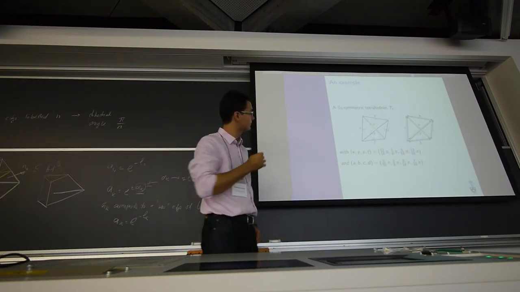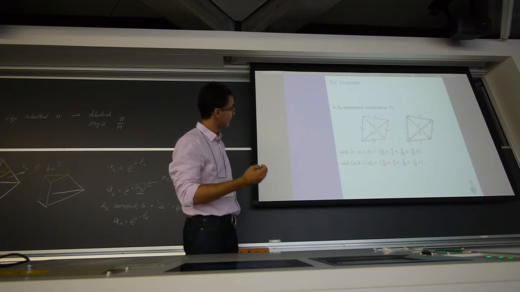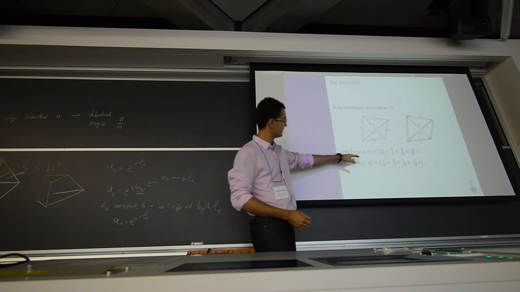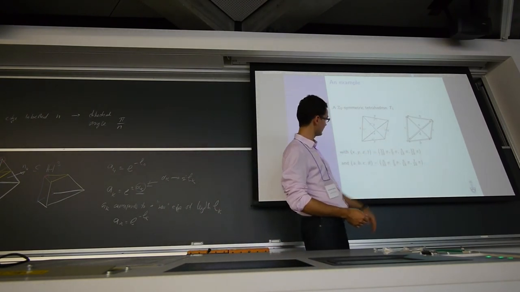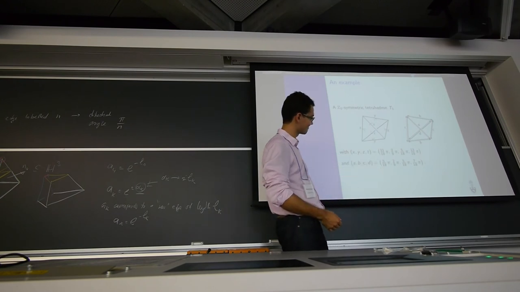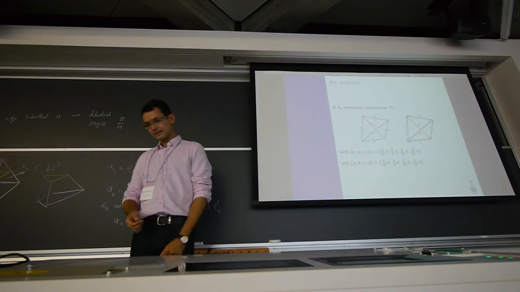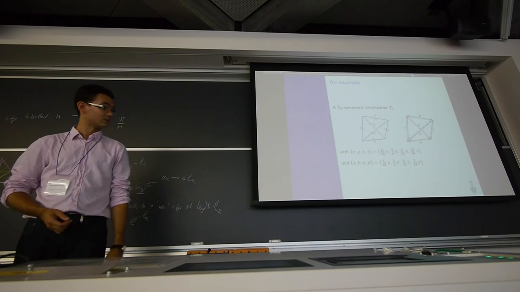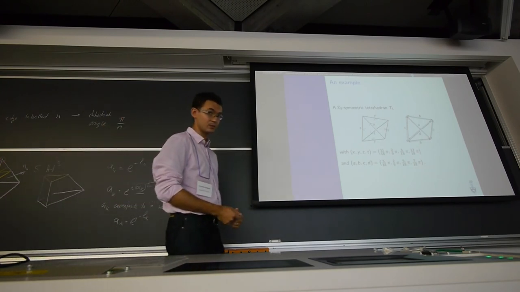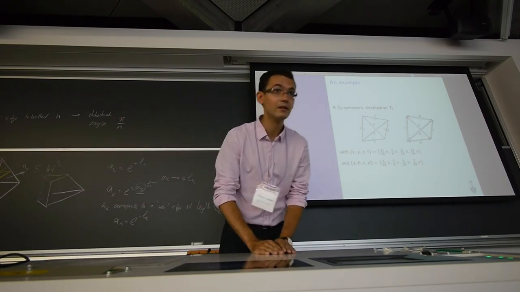So there exists a Z2 symmetric tetrahedron with this set of angles and this set of edge lengths. So this tetrahedron has rational angles.